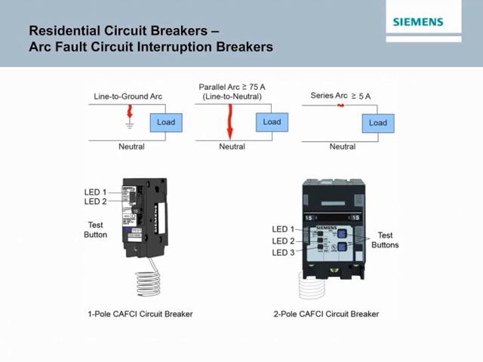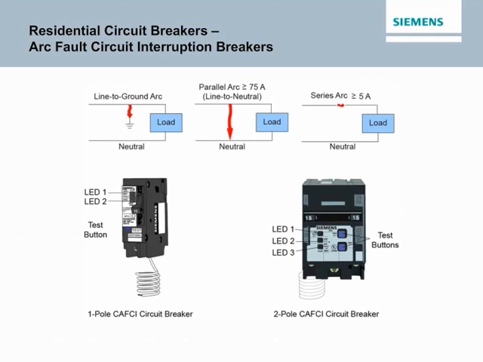The first AFCI circuit breakers developed were branch feeder AFCI circuit breakers that, in addition to providing overcurrent protection, are intended to protect branch and feeder wiring from the damaging effect of line-to-ground arcs and high-energy parallel arcs. High-energy parallel arcs are line-to-neutral arcs greater than or equal to 75 amps. More recently, combination arc fault circuit breakers have been developed. The CAFCI circuit breakers, in addition to providing overcurrent protection, are intended to protect downstream wiring from three categories of arc faults: line-to-ground, high-energy parallel, and series arcs greater than or equal to 5 amps. Series arcs are arcs on a single conductor.